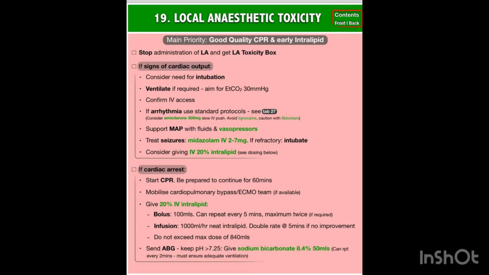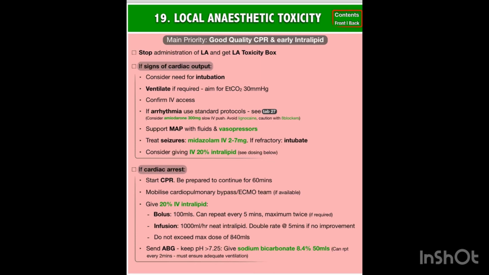If there is loss of cardiac output, consider the need for intubation. Ventilate if required, aiming for ETCO2 around 30. Confirm IV access. If arrhythmia, use standard protocols. Support mean arterial pressure with fluid and vasopressors. Treat seizures with midazolam IV 2 to 7 mg; if refractory, intubate. Consider giving IV 20% Intralipid. If cardiac arrest, start CPR.